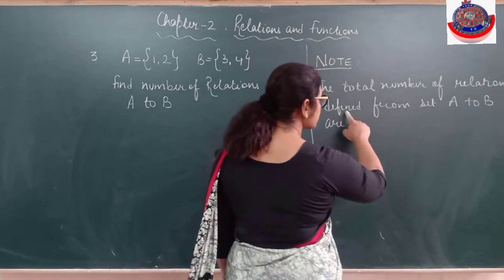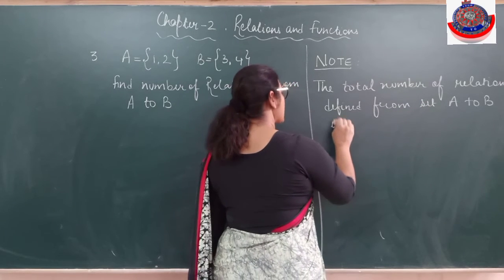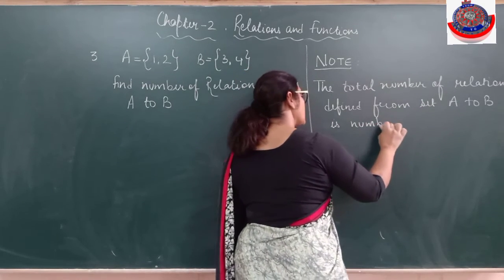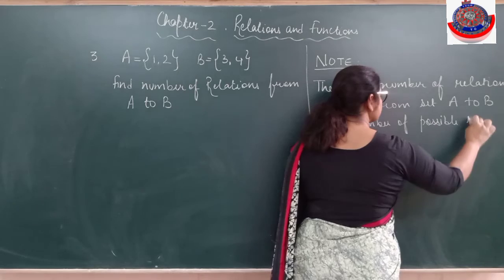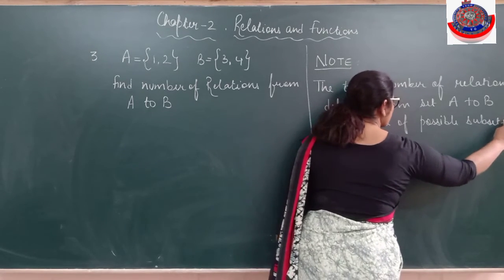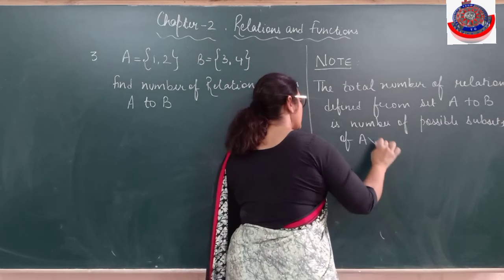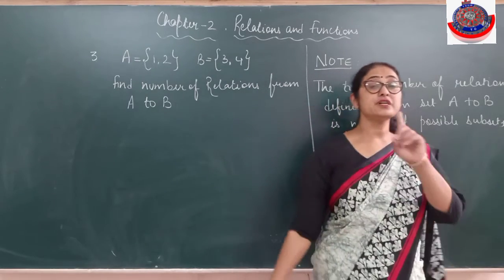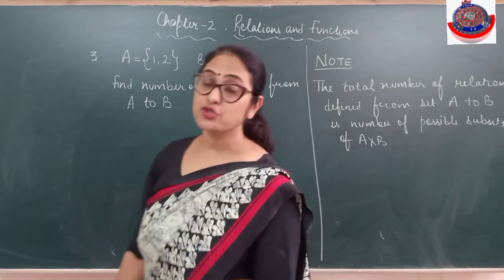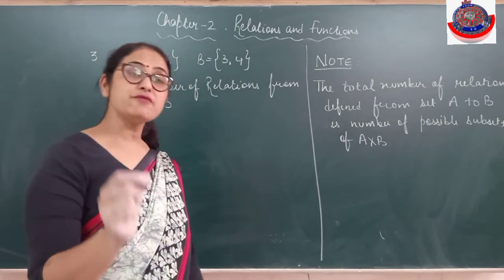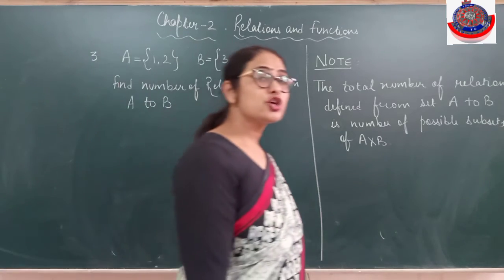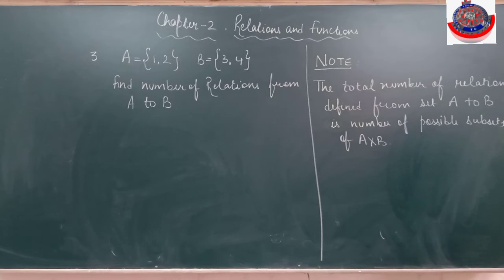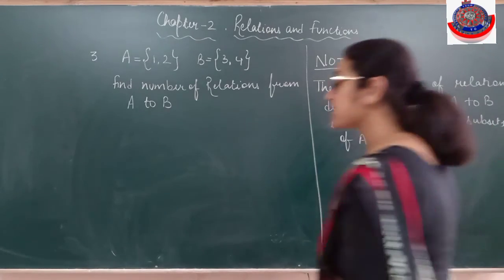The total number of relations defined from set A to B is the number of possible subsets of A cross B. Because the first thing when we wrote relations, we said relation is a subset of A cross B. So the number of relations possible from A to B is the number of possible subsets of A cross B. Those many relations would be possible.